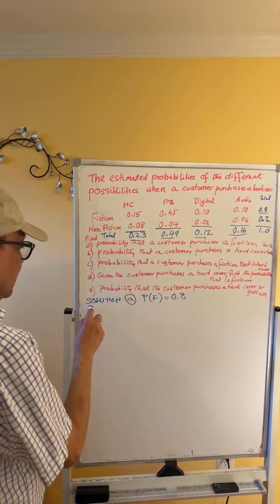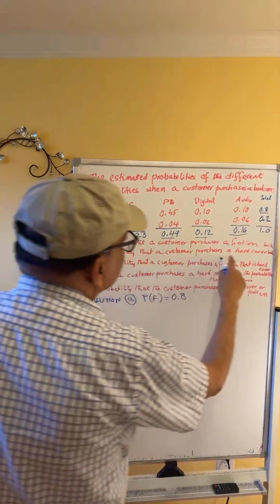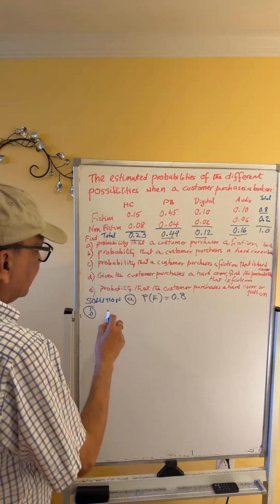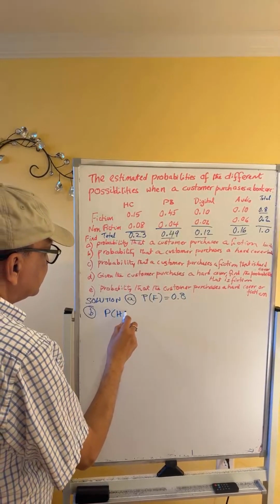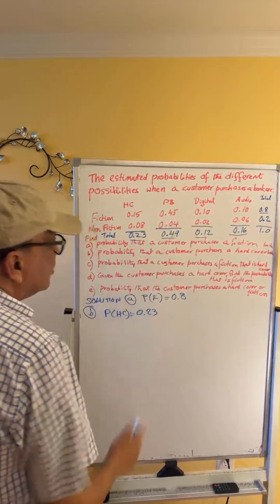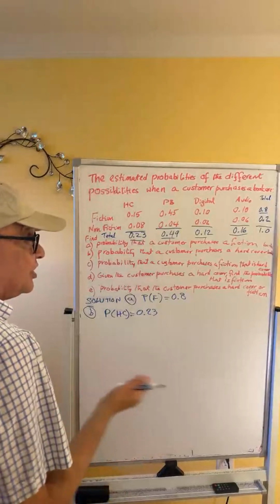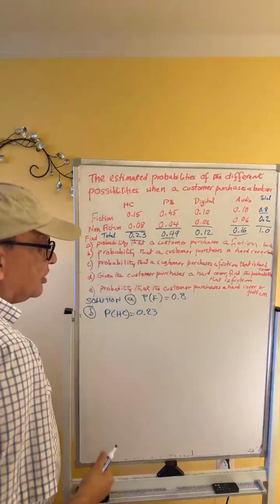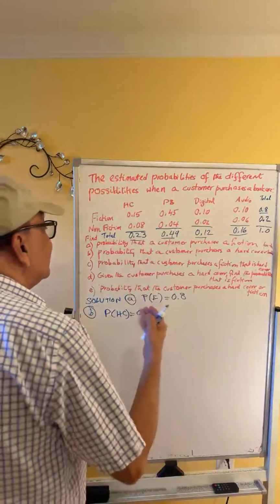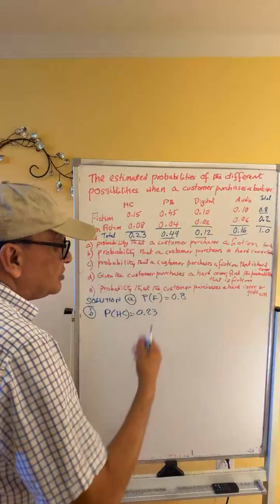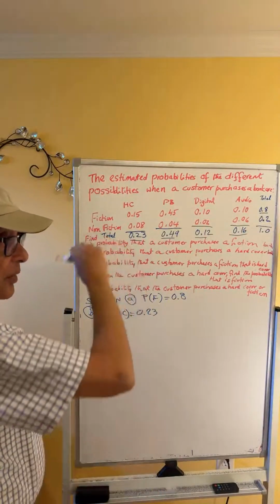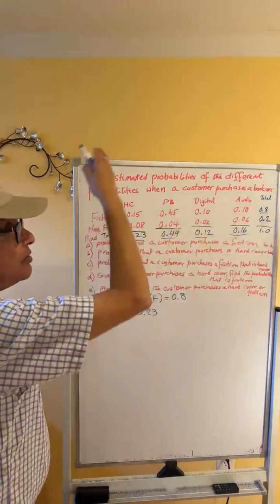Part B. Probability that a customer purchases a hardcover. Hardcover is in the first column. So the probability of hardcover is the sum of the first column, which is 0.23. What does it mean? There is a 23% chance that a customer purchases a hardcover book, and an 80% chance that one particular customer purchases a fiction book. Part A, Part B done. Any question?